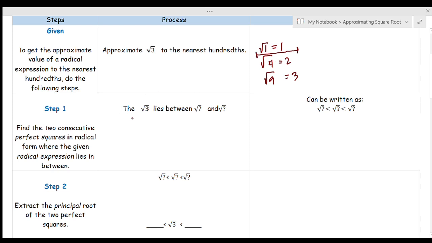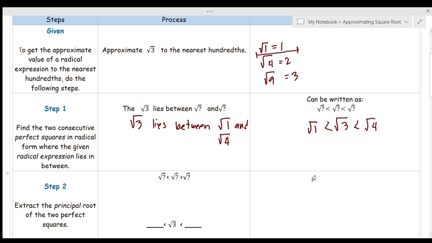So therefore, the square root of 3 lies between the square root of 1 and the square root of 4, or can be written as this one. Okay, this can be read as the square root of 3 lies between the square root of 1 and the square root of 4. So step 2.